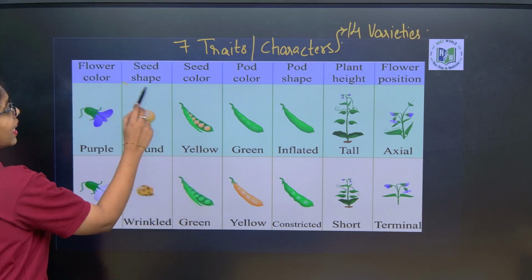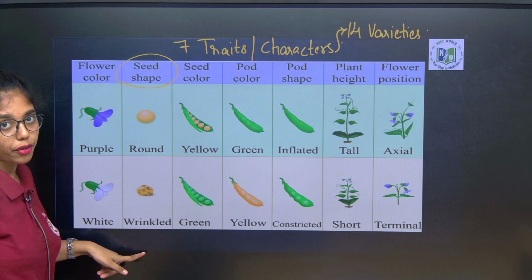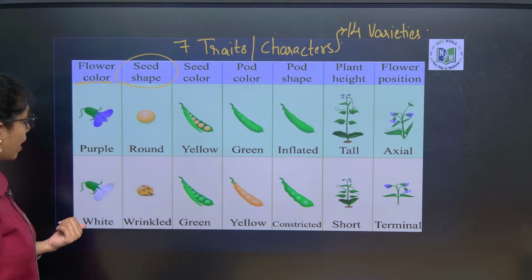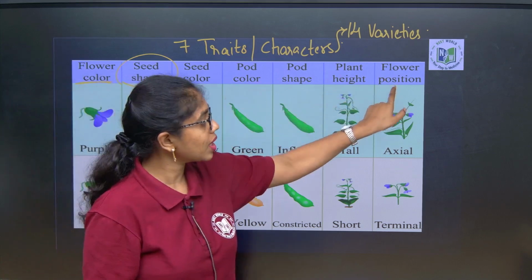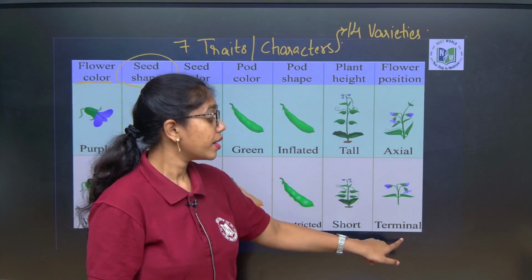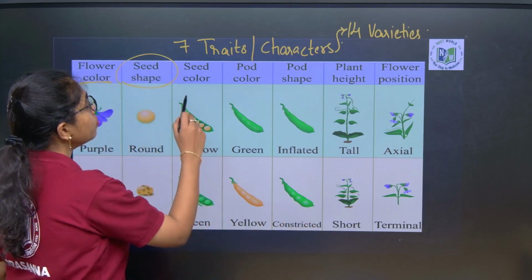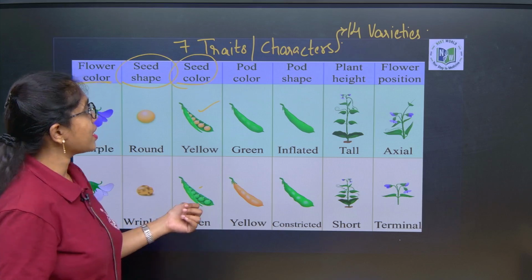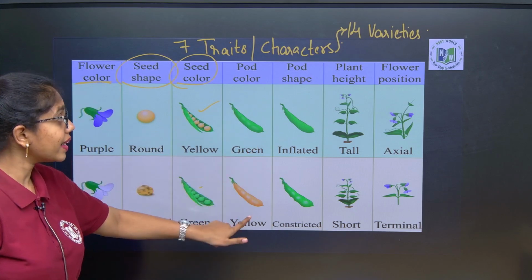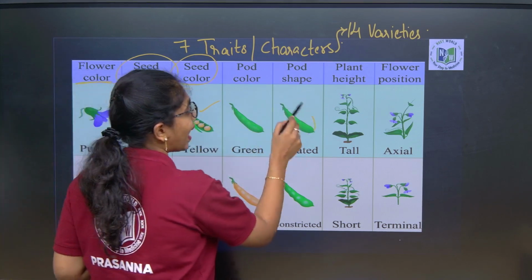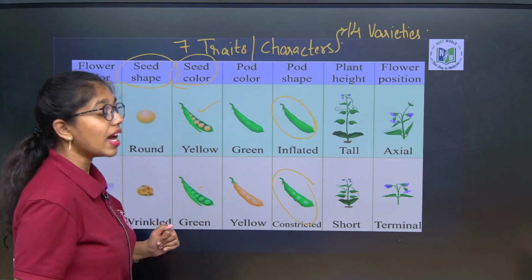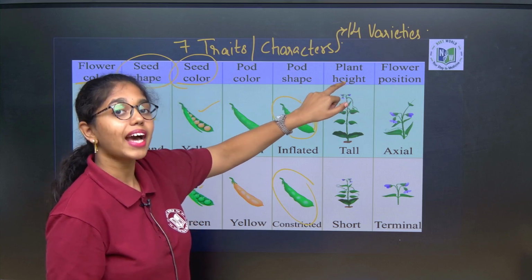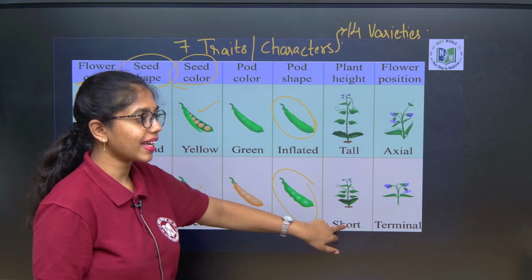First is seed shape, round is dominant, wrinkled is recessive. Flower color, purple is dominant, white is recessive. Flower position, axial position is dominant, terminal is recessive. When it comes to seed color, yellow is dominant, green is recessive. Pod color, green is dominant, yellow recessive. Pod shape, inflated is dominant, constricted is recessive. Most important, which we are considering for monohybrid cross, that is plant height, tall is dominant, short is recessive.